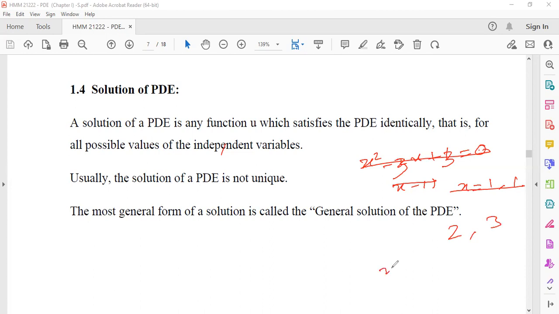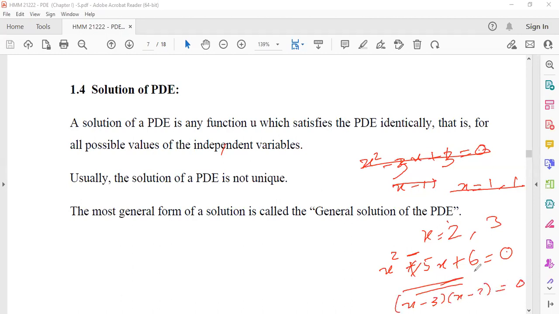What is that? x squared minus 5x plus 6 is equal to 0. Am I right? If my answers are 2, 3, my equation is this one. Can you check and tell me, is that the equation for this one? How to find? If you get the plus answer, this should be minus, no? (x minus 3)(x minus 2) will be the answer for this question.